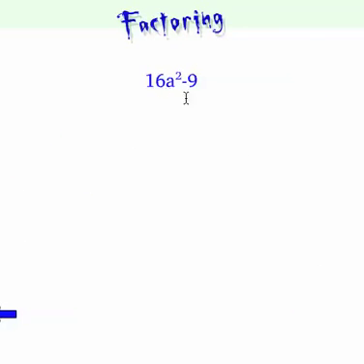All right, let's do another example. So we have 16a squared minus 9. There's no common term here. There's no common factor. So it's just straightforward difference of squares. So we're going to do the square root of 16, which is 4a, and the square root of 9, which is 3. So 4a plus 3, 4a minus 3. See how easy that is?